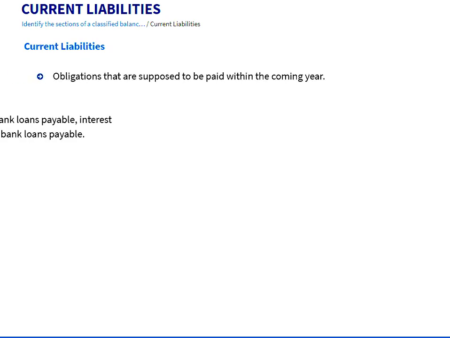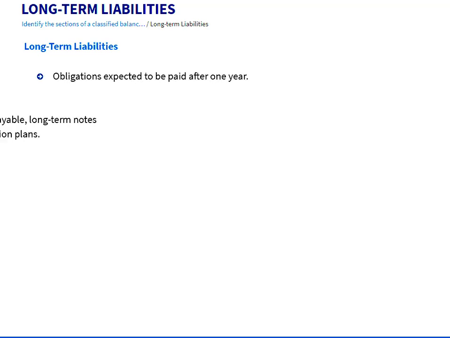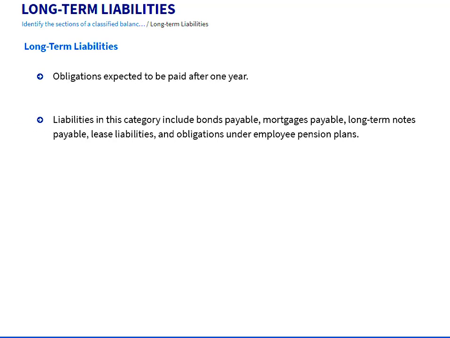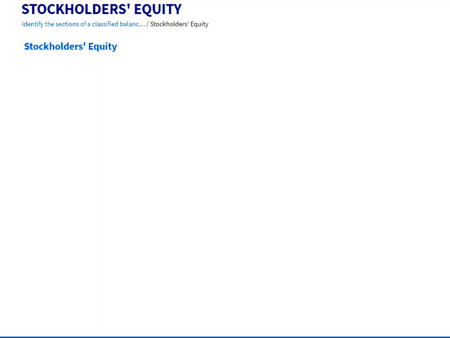Current liabilities are obligations that are supposed to be paid within the coming year. Long-term liabilities are obligations expected to be paid after 1 year. Stockholders' equity is the stockholder's net claim on total assets. It has 2 components: common stock and retained earnings.